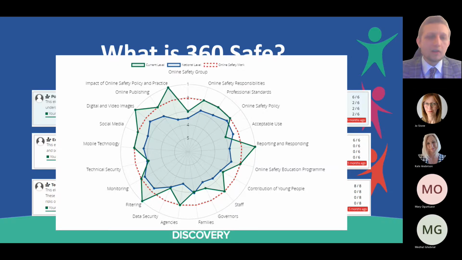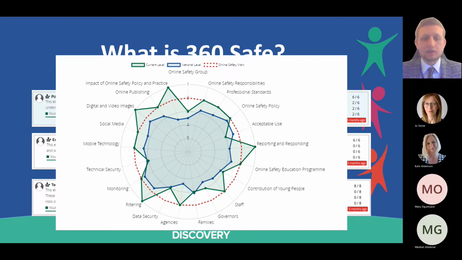So just to talk about the online safety mark a little bit, once you've done your development of your online safety strategy, you've looked at all the areas and aspects, and you think you're really good in all of them, then it might be that you want to look towards the online safety mark. That is a nationally recognized award from South West Grid for Learning through 360 Safe. I think it's a really good way of showcasing that your school is showing good practice with online safety.